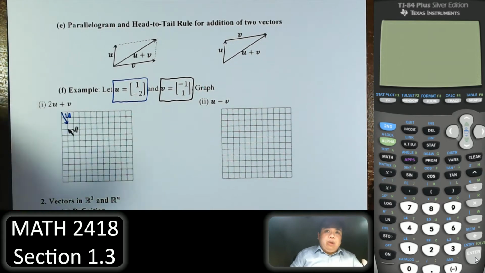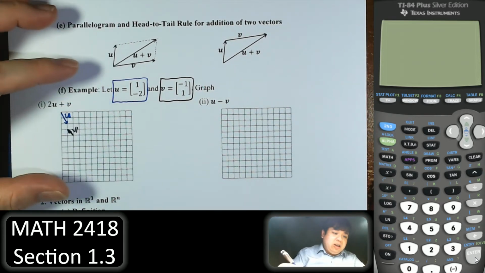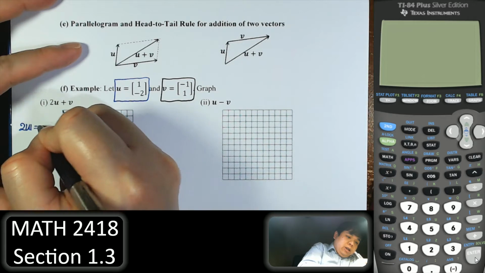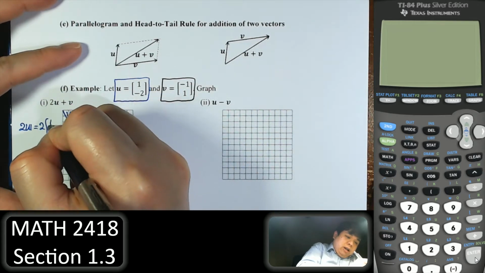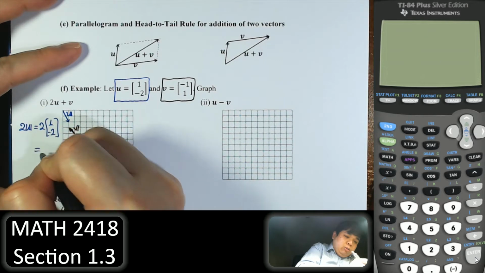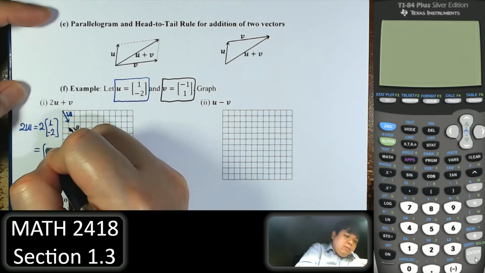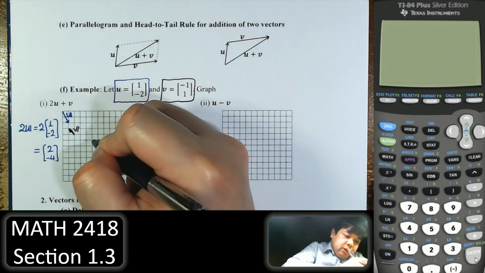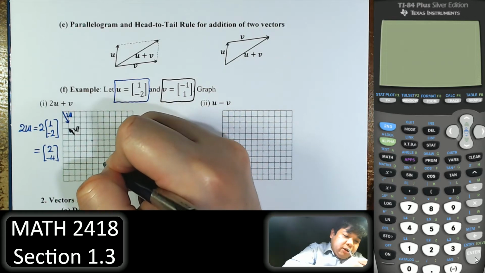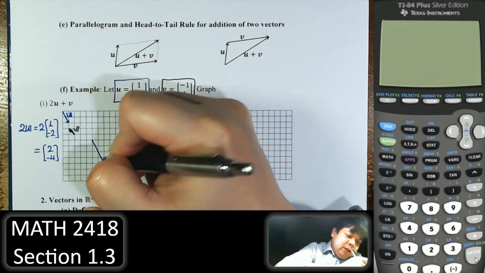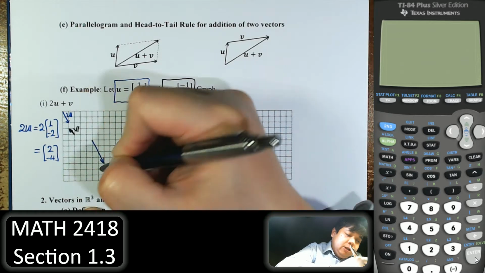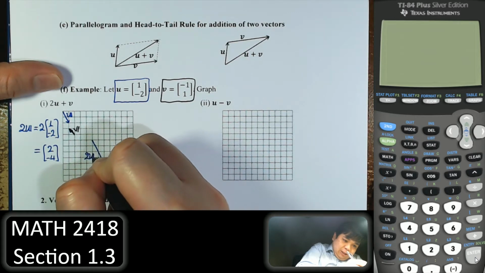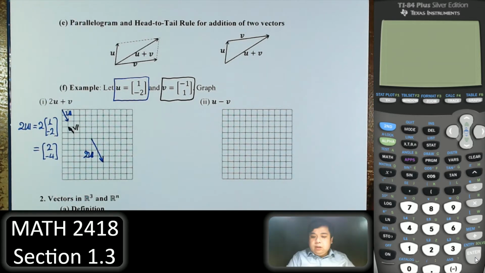2 times vector u is going to be the same vector but twice as long. So 2 times the vector of 1 and -2 will be a vector of 2 and -4. And we can draw that anywhere. So 2 units to the right and 4 units down. So this will be the vector 2u.